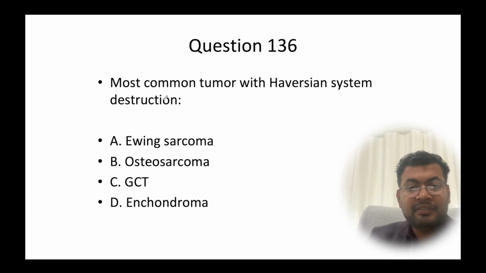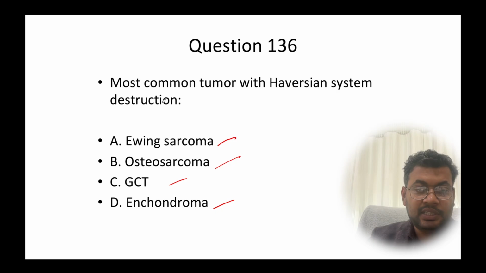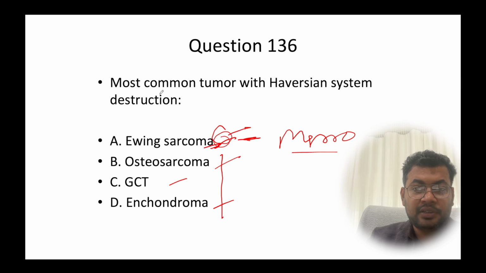Most common tumor with Haversian system destruction. So the normal bony system is the Haversian system. Which tumors destroy the Haversian system? Ewing, osteo, GCT, or enchondroma. The answer is Ewing because this is a marrow based tumor. Others are tumors from the bone. So it is a marrow based tumor. It gives an aggressive permeative destruction, including the Haversian system. So it destroys the Haversian system. It gives a permeative appearance.